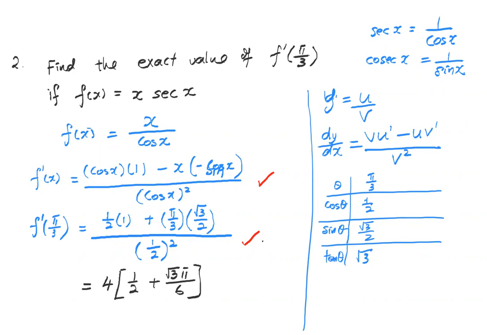Okay. If you want to make it into 1 fraction, then it will become 2 into 3 plus root 3 pi over 3. All right? I take the half out. Okay. So I will give 1 mark even if you do until here.